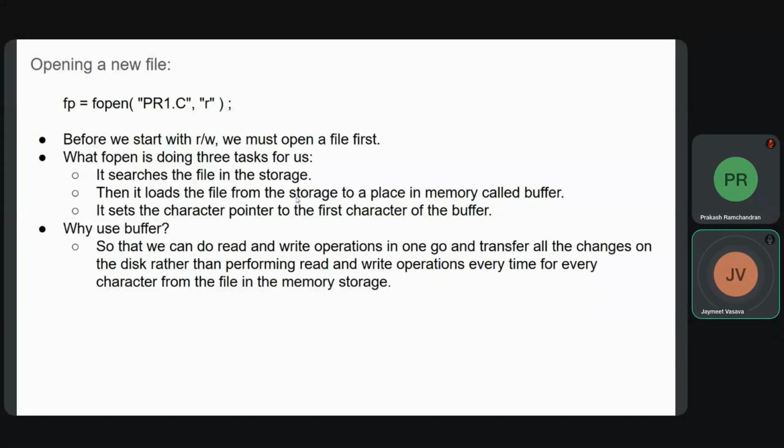It sets the character pointer to the first character of the buffer. So this is where the FP is used. Why use a buffer? So that we can do a read and write operation in one go and transfer all the changes to the disk, rather than performing read and write operations every time for every character of the file in the memory storage.